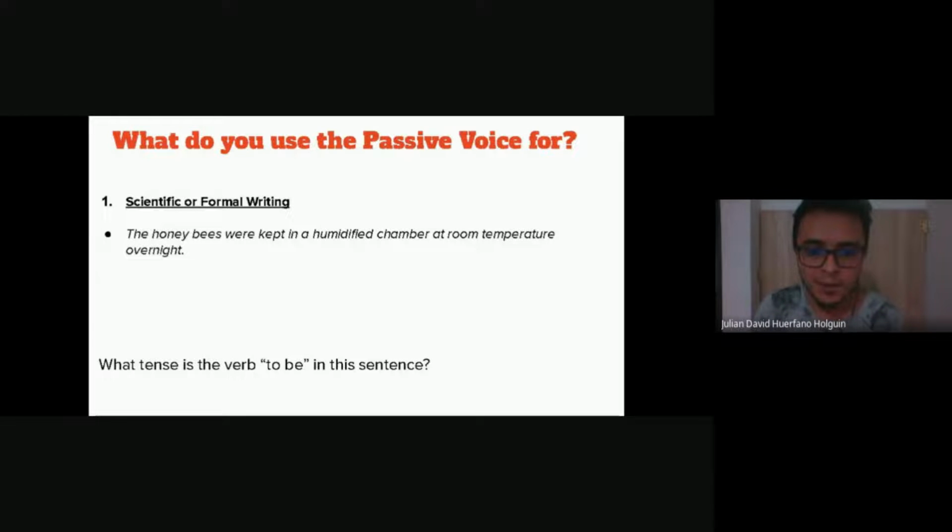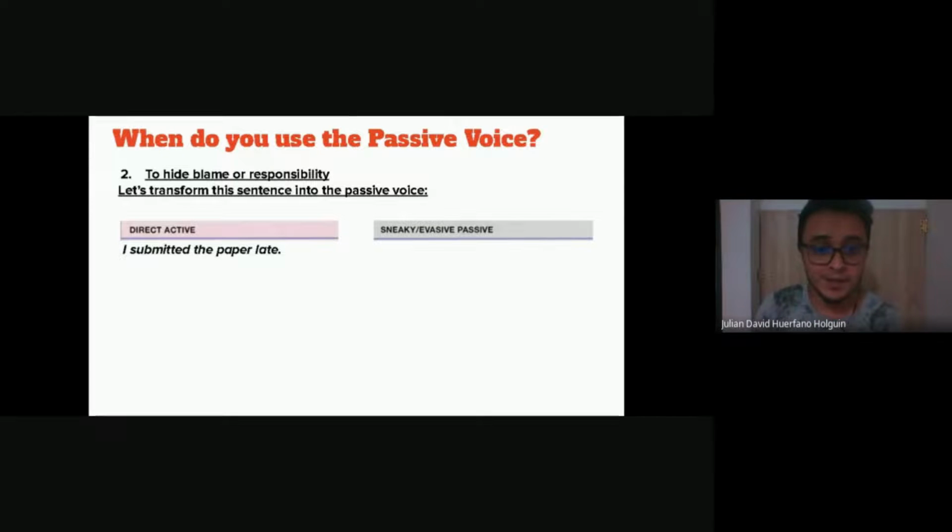The honeybees were kept in a humidified chamber at room temperature overnight. What is the passive voice there? Right, were kept. Very good. The second use is to hide blame or responsibility or just to omit information. Let's transform this sentence into the passive voice. I submitted the paper late. Very nice. The paper was submitted late.